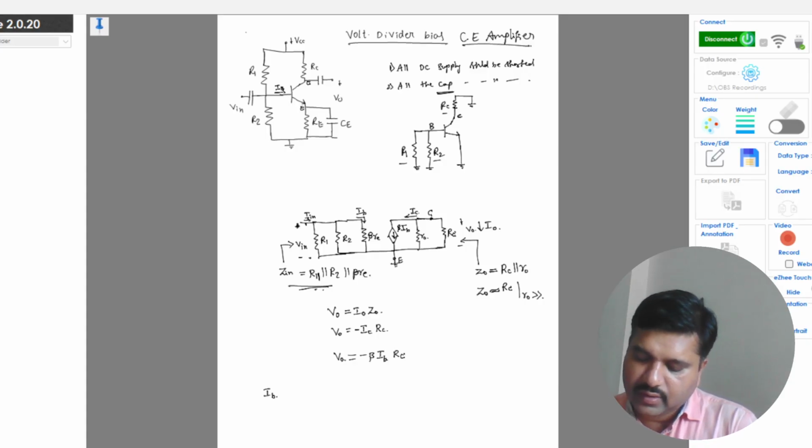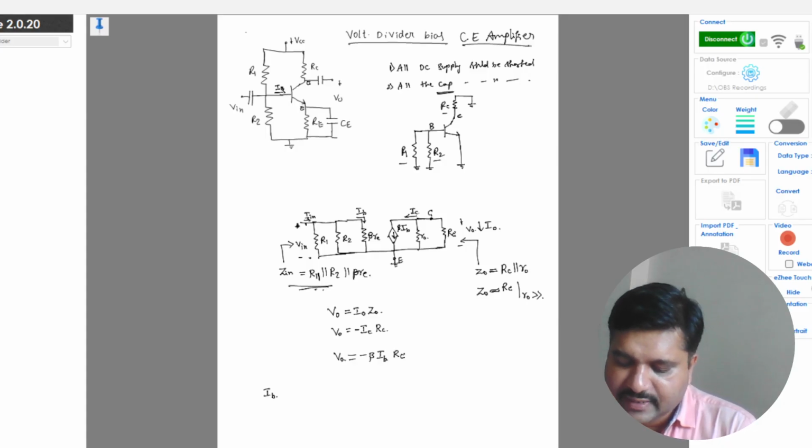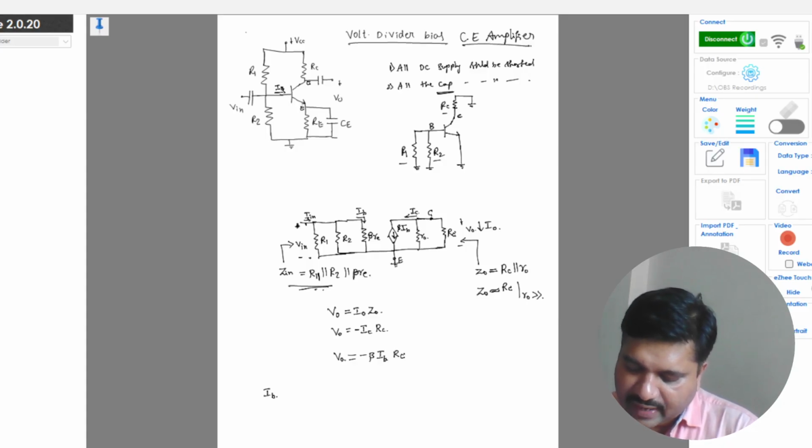Now this IB is the input current at the base of the transistor. If you find the input voltage or the input impedance, which is with respect to the input voltage and input current Iin, you have R1 parallel with R2 parallel with beta Re.